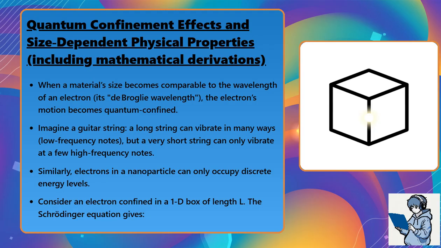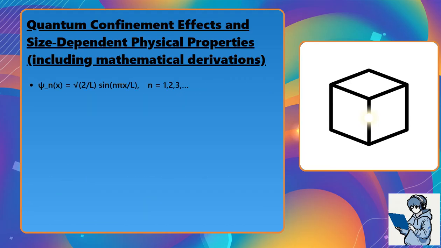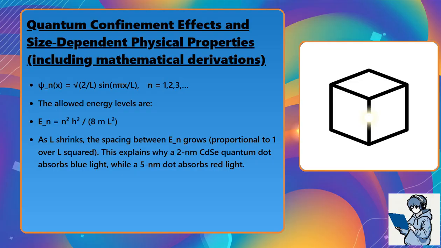Consider an electron confined in a one-dimensional box of length L. The Schrödinger equation gives psi n of x equals square root of 2 over L times sine of n pi x over L, n equals 1, 2, 3, and so on. The allowed energy levels are E sub n equals n squared h squared divided by 8mL squared. As L shrinks, the spacing between E sub n grows proportional to 1 over L squared. This explains why a 2 nanometer CdSe quantum dot absorbs blue light, while a 5 nanometer dot absorbs red light.